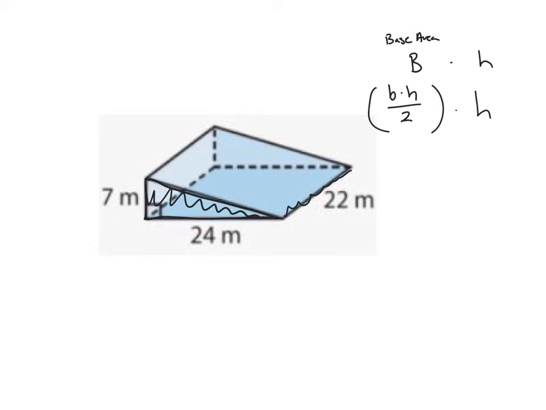Okay, so let's do that triangle first. So what's the base of that triangle? The base is 24. The height of that triangle is 7. And then we're going to divide that by 2. So find that area and then multiply it by the height of our prism, which is 22. And once you do that, you'll have your answer.